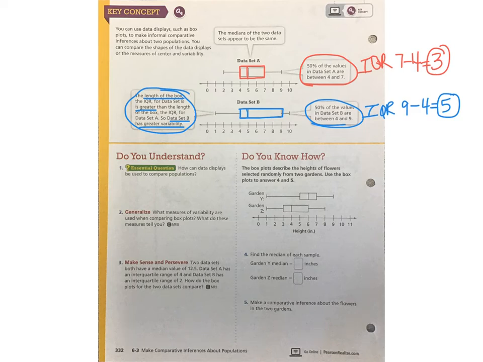Now let's examine the key concept. Remember that you can use data displays such as box plots to make informal comparative inferences about two populations. You can compare the shapes of the data displays or the measures of center and variability. In this example, dataset A and dataset B appear to have the same median at 5.